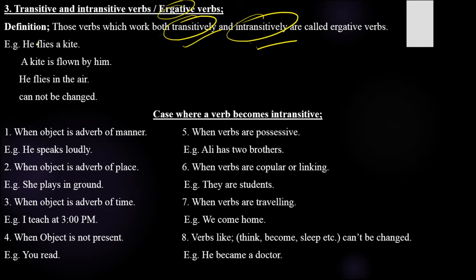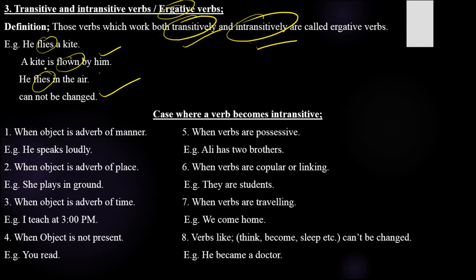For example, I say he flies a kite. Now fly is your verb and this can be changed into passive voice. See, a kite is flown by him. But over there the same verb cannot be changed into passive voice. See, he flies in the air. That cannot be changed into passive voice. Why can we not change it? Because that has become an intransitive verb.